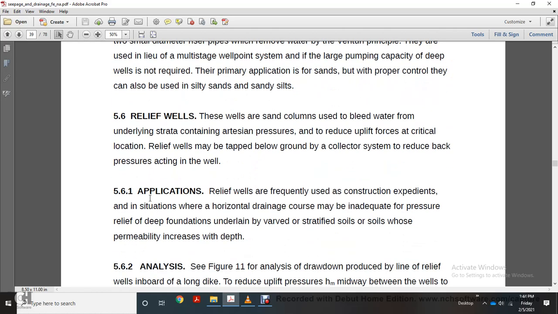Application of relief wells is frequently used with construction excavations. The situation is where horizontal drainage courses are inadequate for pressure relief of deep foundations underlain by varied stratified soils, with soils whose permeability increases with depth.